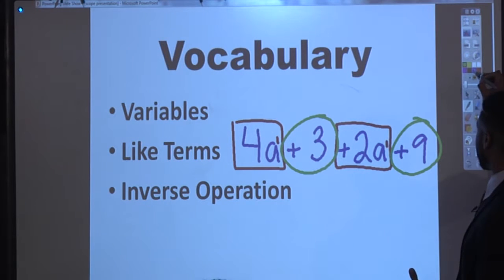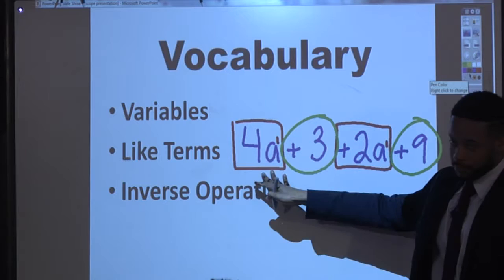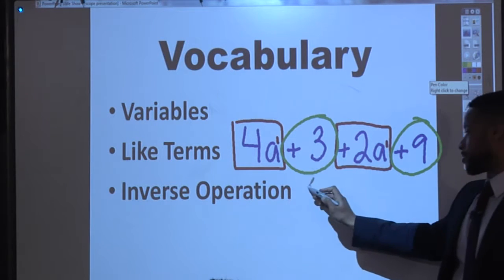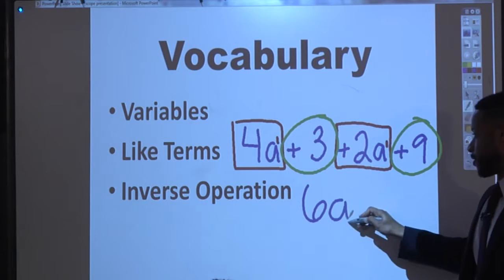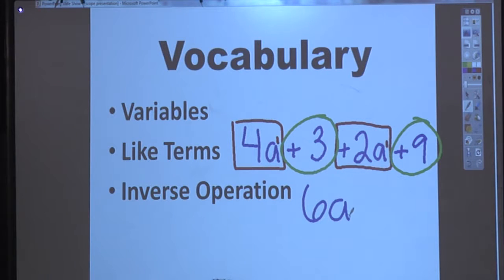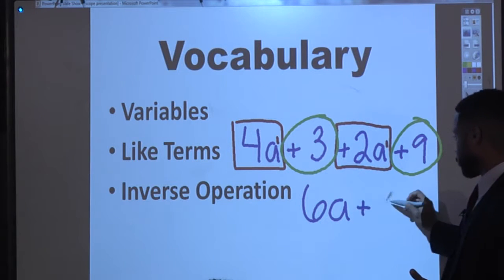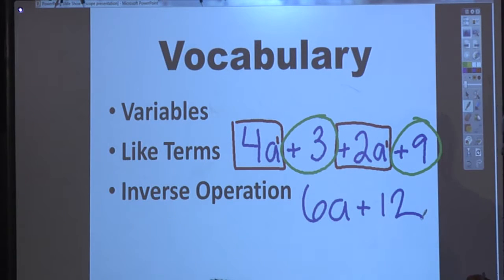So let's combine them. 4a plus 2a gives us 6a. And then 3 plus 9 gives us what? 12. Good. Okay? So this is what we call combining like terms.